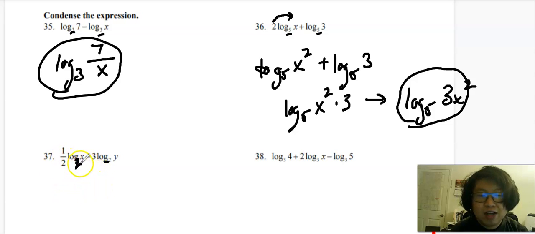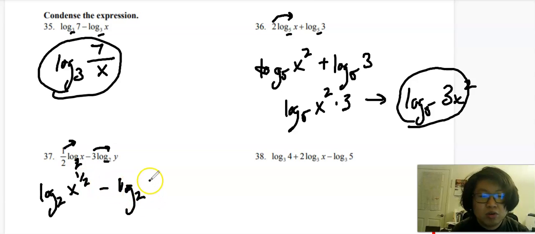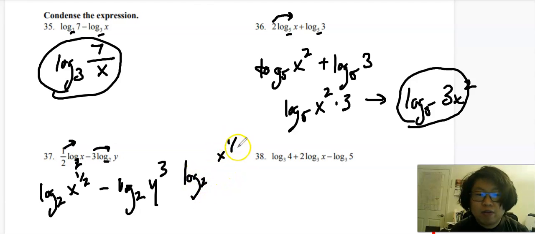So 1/2 log of x minus 3 log base 2 of y. All right, again, you got to put these numbers out here back up in the exponent slot. So we got log base 2 of x to the 1/2 power minus log base 2 y cubed. Then just combine our things. Okay. Log base 2 x to the 1/2 divided by y cubed. And finally, clean it up. Don't leave that 1/2 in there. Log base 2 square root of x over y cubed.